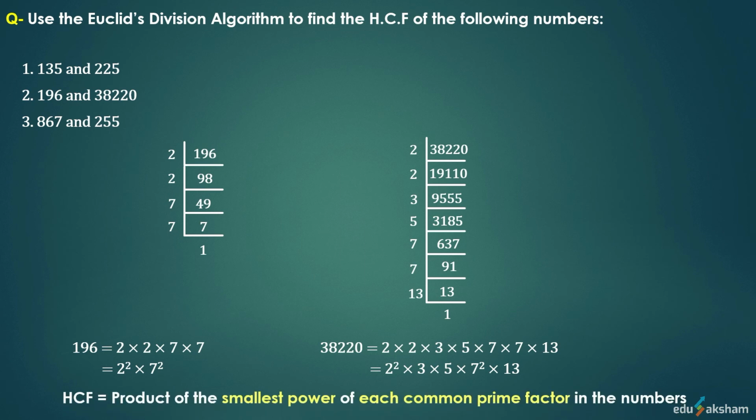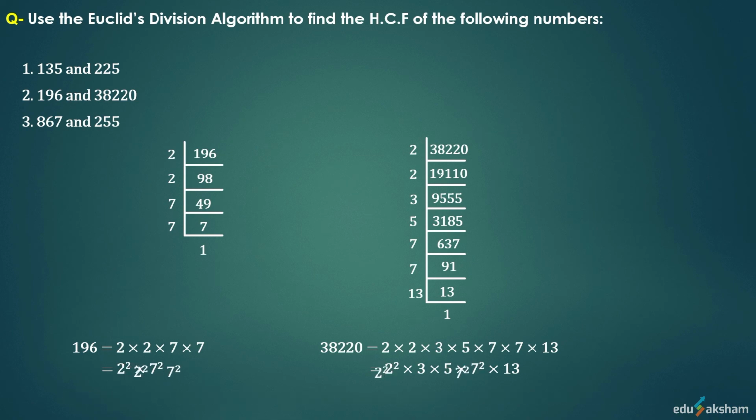HCF is the product of the smallest power of each common prime factor in the numbers. The common factors in these two numbers are 2 and 7, and the smallest powers are 2 square and 7 square. The HCF will be the product of these two numbers, which is 196, and hence 196 is the HCF of the two numbers 196 and 38,220. So this was the entire process followed to find the HCF of these two numbers using the prime factorization method.